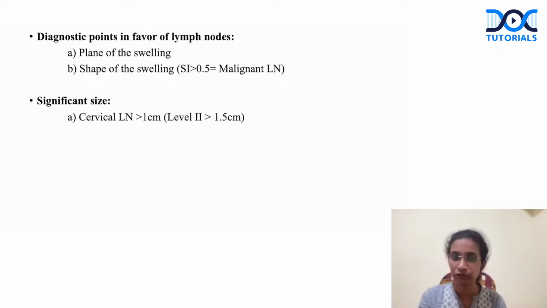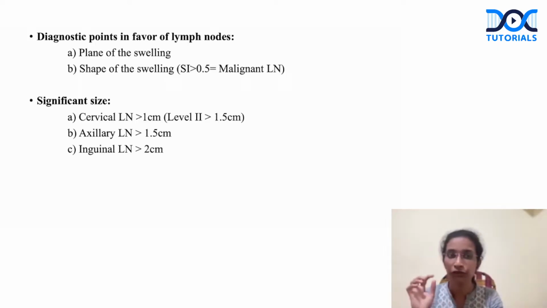level 2 lymph nodes, because these level 2 nodes mostly drain the oral cavity, which is not very hygienic, right? So the level 2 lymph nodes become clinically significant only if they are more than 1.5 centimeter. The same goes for the axillary region. So any axillary lymph node is significant only if it is more than 1.5 centimeter.